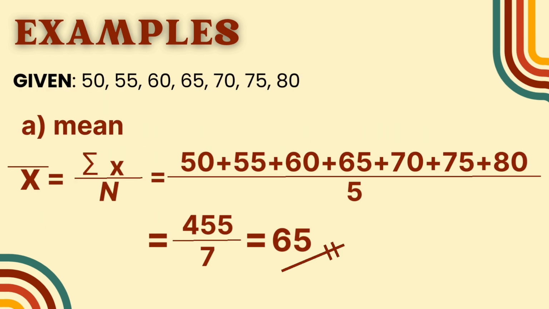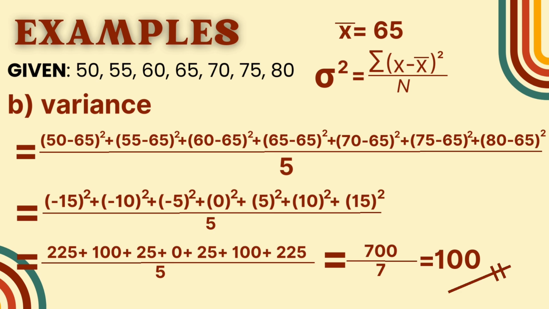Add our given, which are the 50, 55, 60, 65, 70, 75, 80, and divide it by 7 because 7 days in 1 week. So 455 divided by 7 is equal to 65. Our mean is 65, and for our variance, just subtract the given from our mean and square it, then divide it by 7.